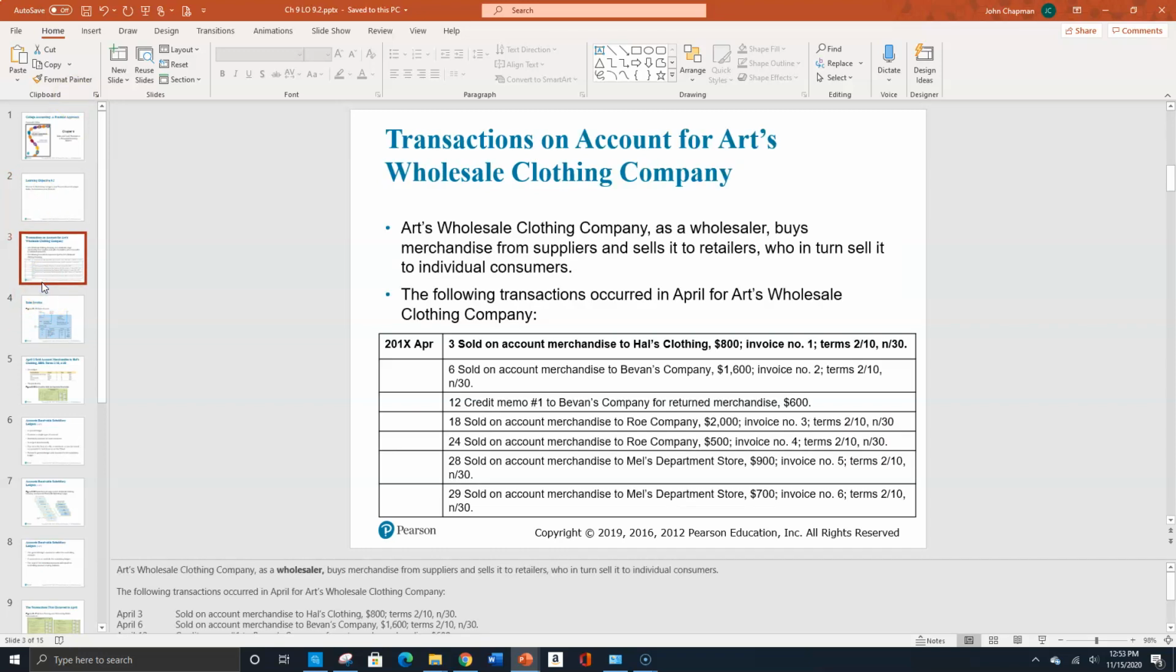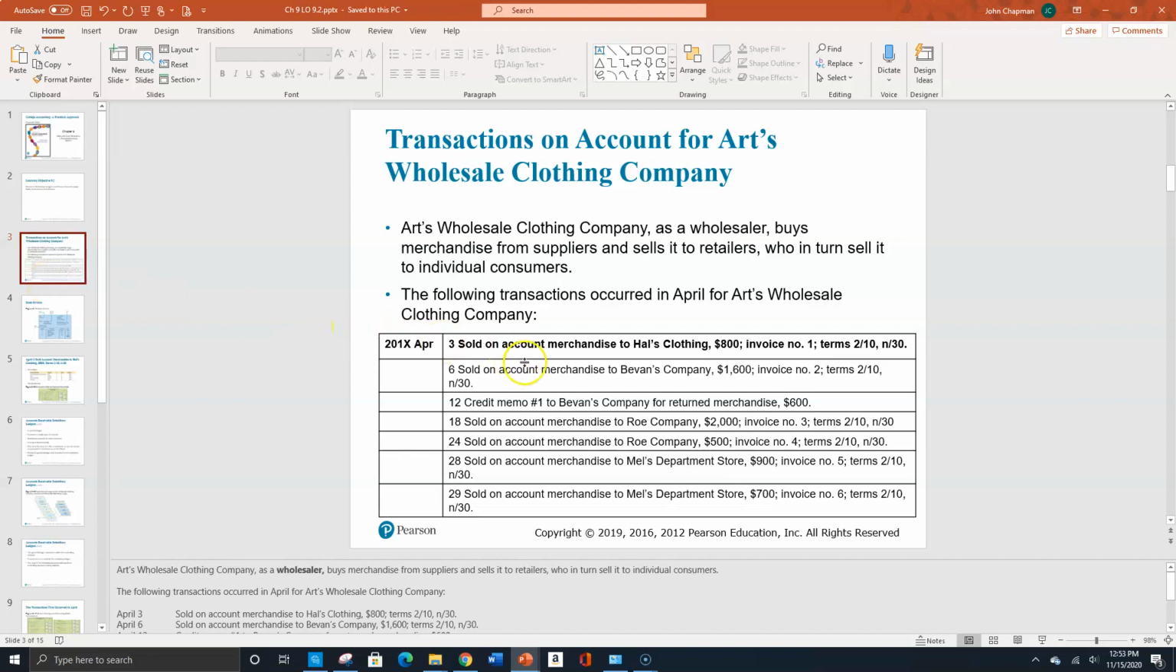Okay, a transaction on account for Arts Wholesale Clothing Company. Arts Wholesale Clothing Company, as a wholesaler, buys merchandise from suppliers and sells it to retailers, who in turn sell it to individual customers. The following transactions occur in April for Arts Wholesale Company. Okay, I'll let you read through those. And so then on the next page, we will journalize them.